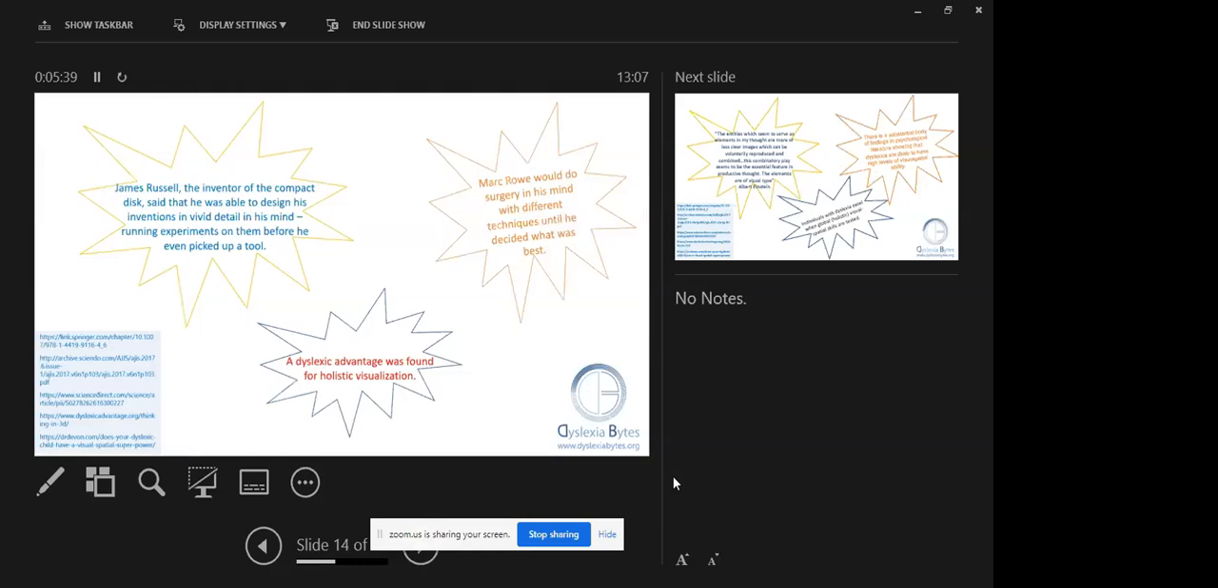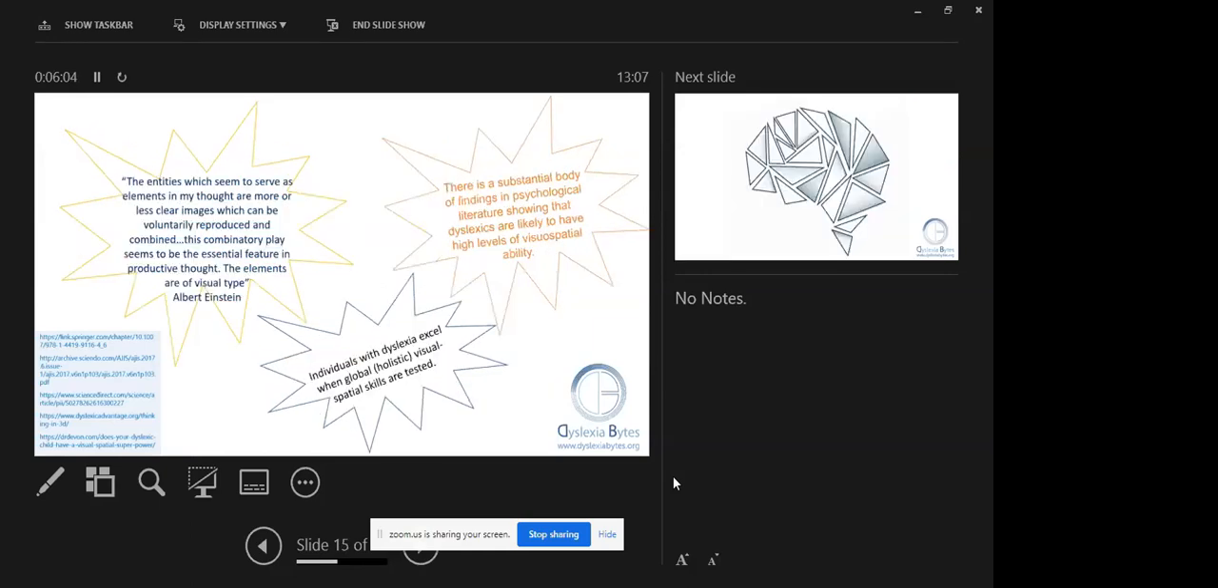This is quite interesting. James Russell, the inventor of the compact disc, the dyslexic inventor of the compact disc, said that he was able to design his inventions in vivid detail in his mind, running experiments on them before he even picked up a tool. Mark Rowe, the dyslexic surgeon, would do surgery in his mind with different techniques until he decided what was the best. And we know that a dyslexic advantage was found for holistic visualization.